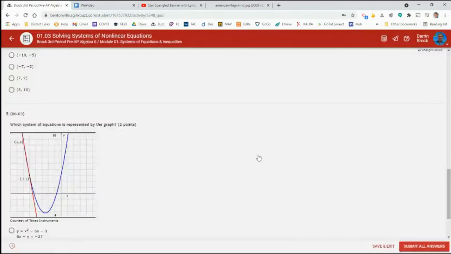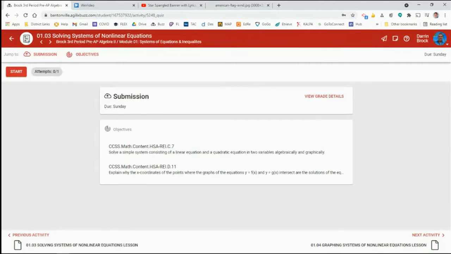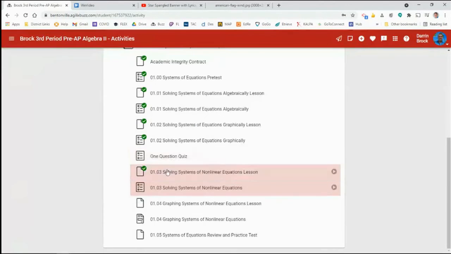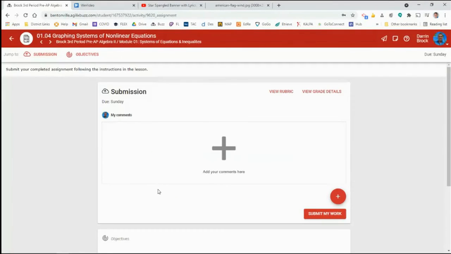Then we get over here to 104. And when you go there and you say, I'm going to go to the assignment in 104 and look at that, this is all it shows. It doesn't have a start button. It doesn't have multiple choice questions. It's just got this submit my work and a plus, add an attachment. You can either type here or you can add an attachment, or you can do both.